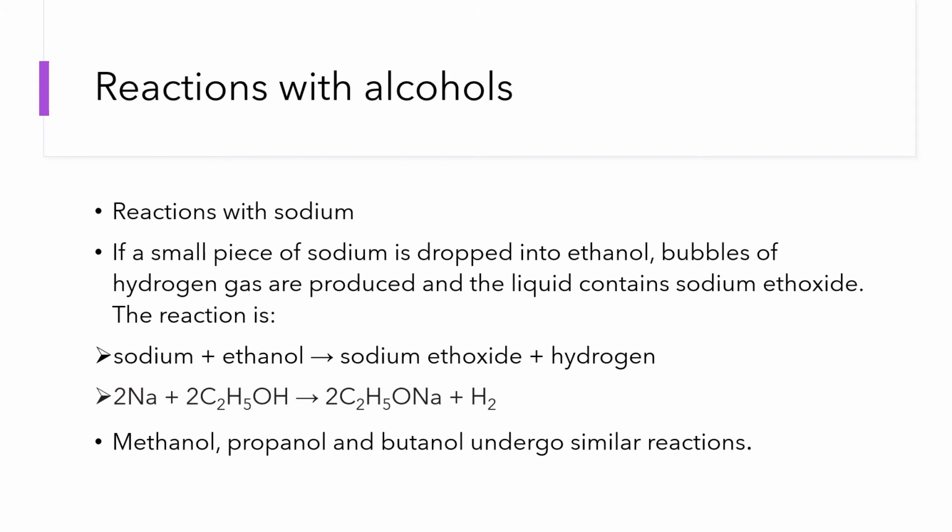So now we'll be looking at more reactions with alcohols, and we'll be looking at reactions with sodium. If a small piece of sodium is dropped into ethanol, bubbles of hydrogen gas are produced, and the liquid contains sodium ethoxide. The reaction is sodium plus ethanol goes to sodium ethoxide plus hydrogen. 2Na plus 2C2H5OH goes to 2C2H5ONa plus H2.